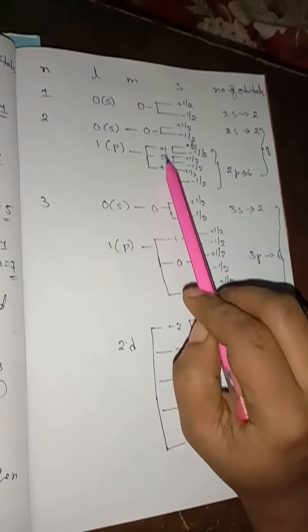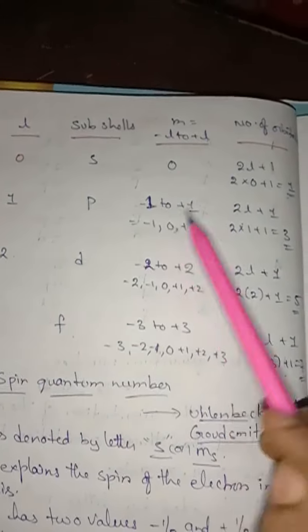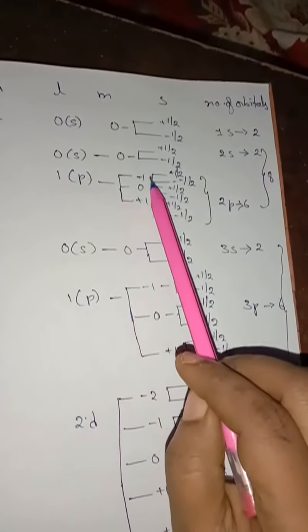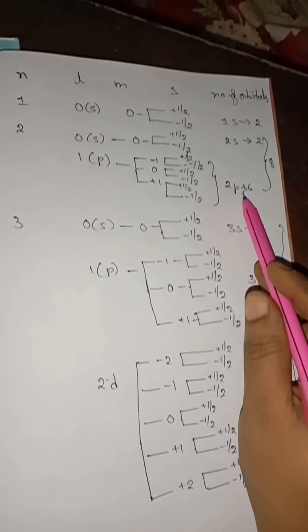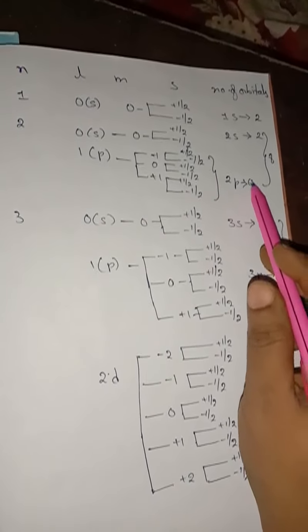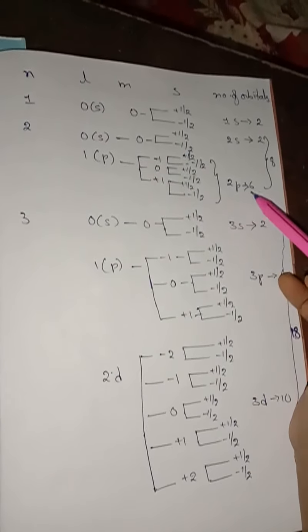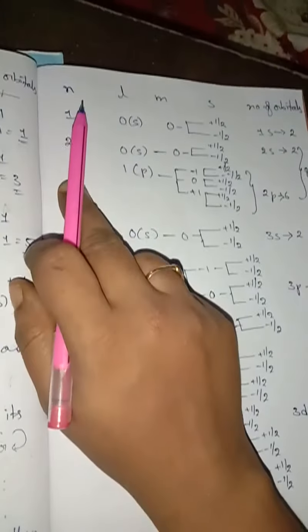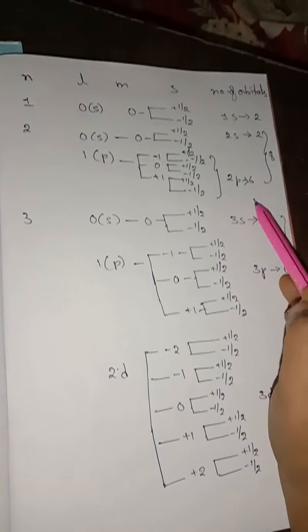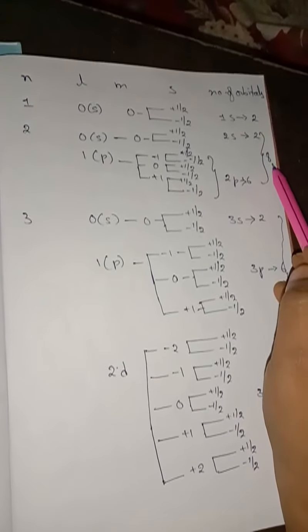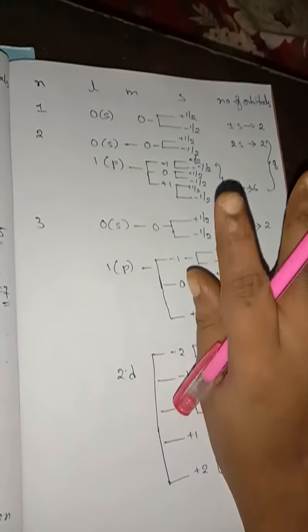Do you remember this, children? Here we have taken the m values, so minus 1, 0, plus 1. Each of them has plus half, minus half. That means 2p can accommodate how many electrons? 1, 2, 3, 4, 5, 6. Six electrons. So in the second orbit, the s subshell has 2 electrons and the p subshell has 6 electrons. So how many in total? 8. In the second orbit we have 8 electrons.